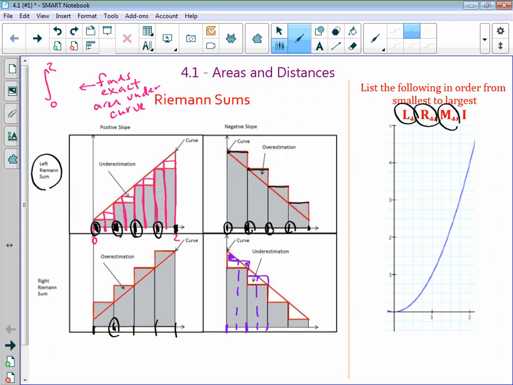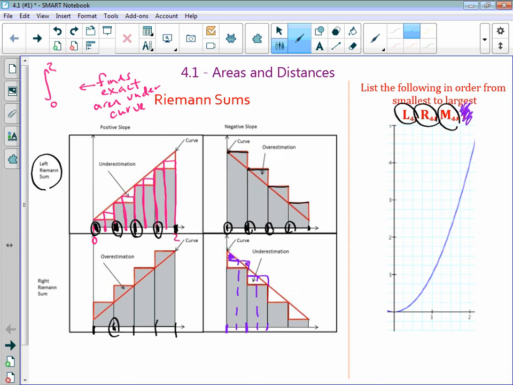But with something like this, it's not linear. The midpoints will be a little bit off. I'm going to take I off right now. So go ahead and list these in order from smallest to largest. Okay, so you're doing 4 rectangles for all of them, and then compare what would happen if you did left, right, and midpoint. You don't actually have to calculate it. Just think about it.